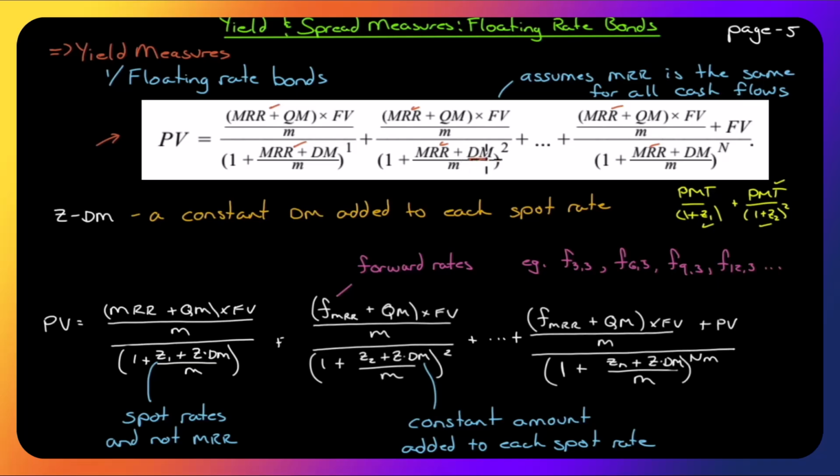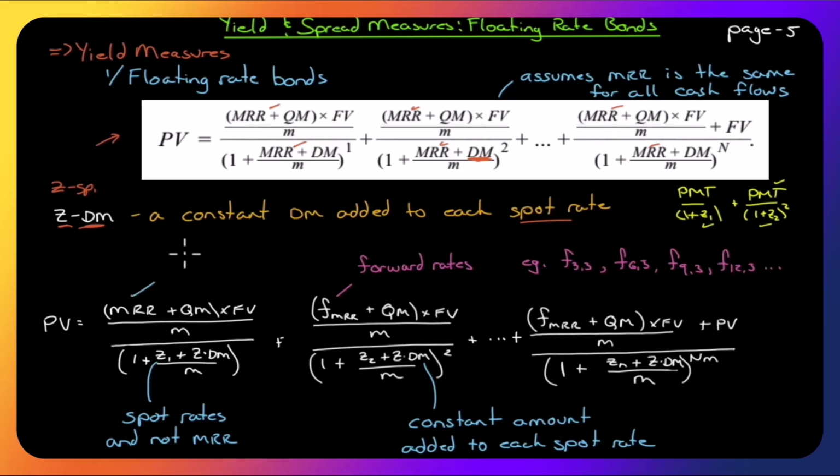So instead of a discount margin, if we're doing it that way, we would use something called a zero discount margin, which is the constant discount margin added to each spot rate. Remember what the Z-spread was? The Z-spread was a constant spread added to each spot rate. So when we have a floating rate, now we have something called the zero discount margin, which is the constant discount margin added to each spot rate. So the formula changes and looks like this.